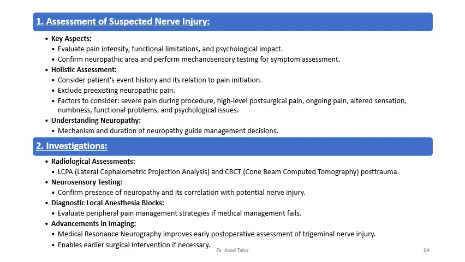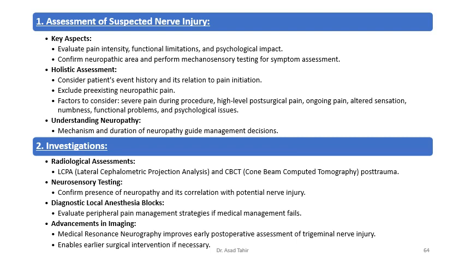Exclude pre-existing neuropathic pain. Factors to consider: severe pain during procedure, high-level post-surgical pain, ongoing pain, altered sensation, numbness, functional problems, and psychological issues. Understanding neuropathy, mechanism and duration. Neuropathy guides management decisions.